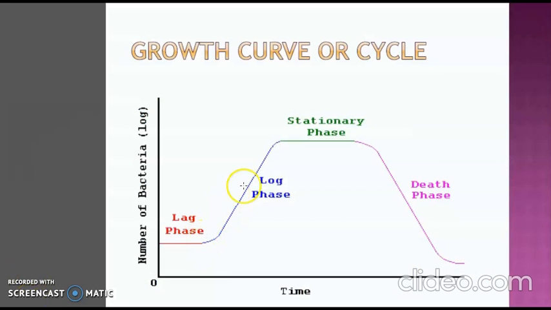So in the graph you can see that if the logarithm of the viable count is plotted against time, a straight line will be obtained, since the cells start dividing and their numbers increase exponentially.